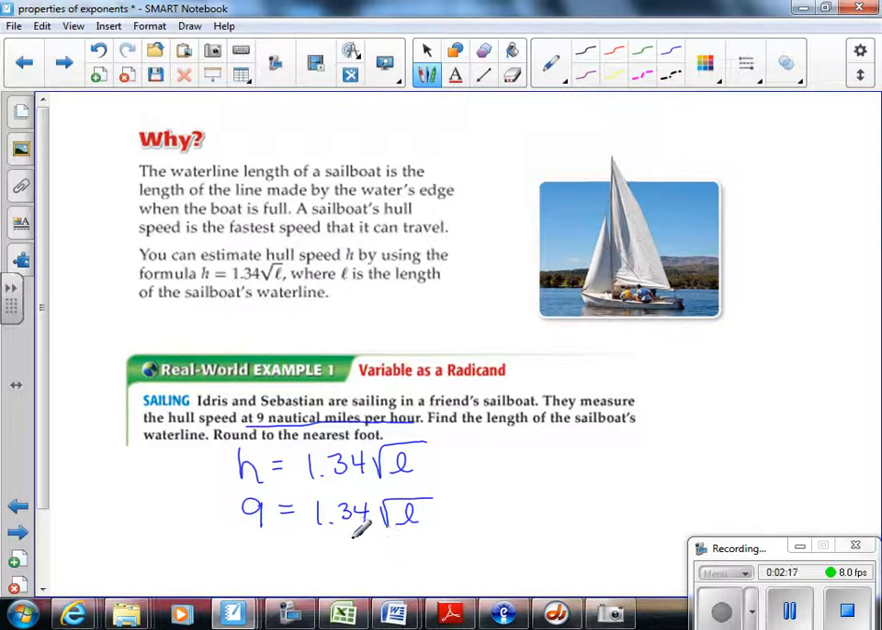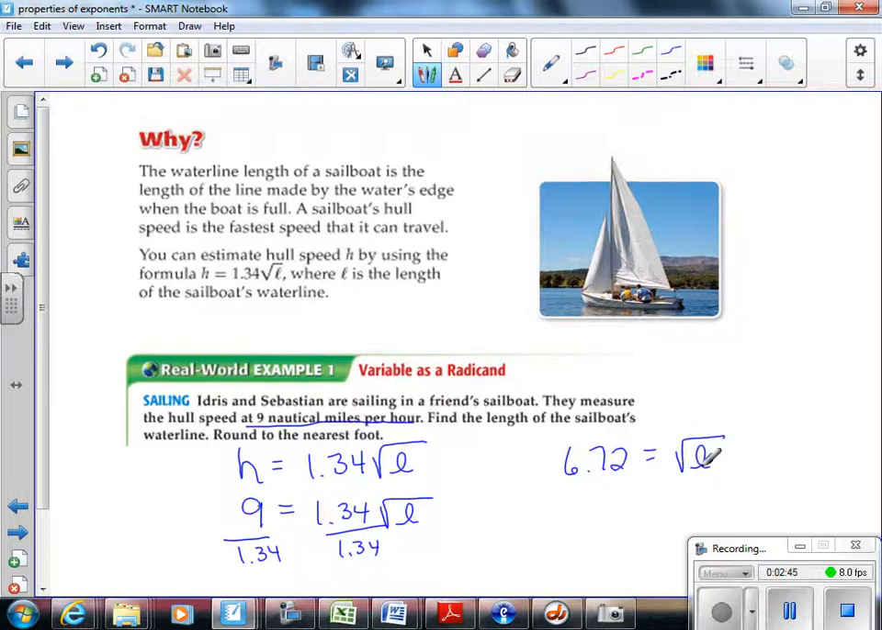Okay, what do I need to do now in order to get everything moved over except for what's under the radical sign? Just like when you solve an equation and try to isolate a variable, here we're isolating the radical. I have to divide both sides by 1.34. And what do you come up with? Good, 6.72 equals the square root of L.